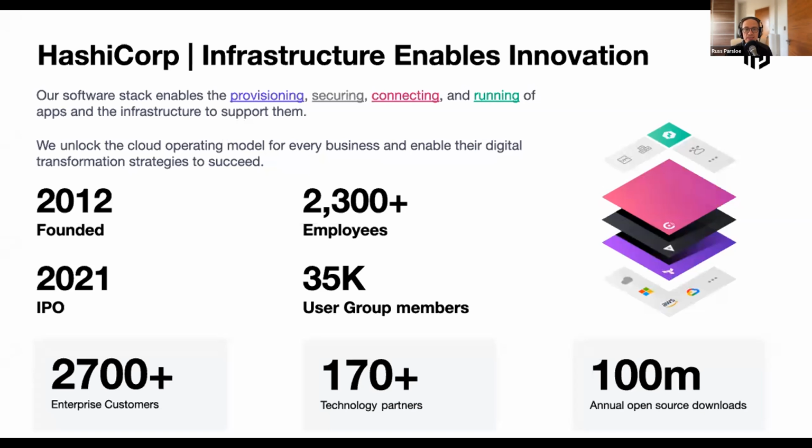We are a company that provides software across 4 areas for provisioning, securing, connecting, and running your applications, regardless of where those applications are actually running. It could be an on-prem environment, it could be in the cloud. Most commonly, it's a hybrid across both of those environments. We celebrated our 10th anniversary just last year, as we were founded in 2012. We had an IPO in 2021, and I have personally seen a huge amount of growth in the number of people working here at HashiCorp. We have over 2,300 employees, and I think that number is probably already out of date.